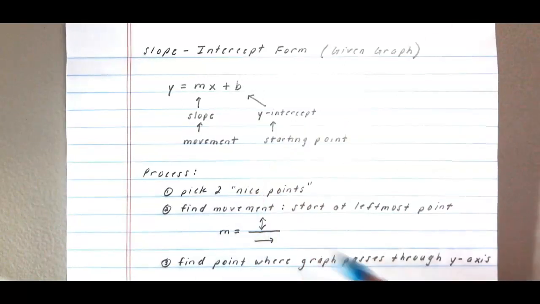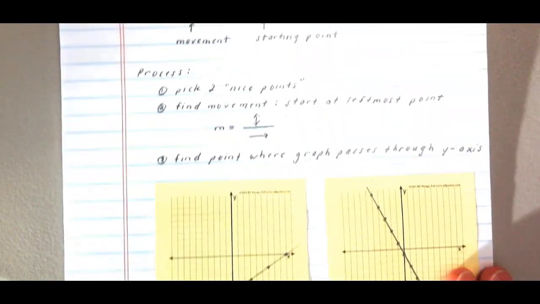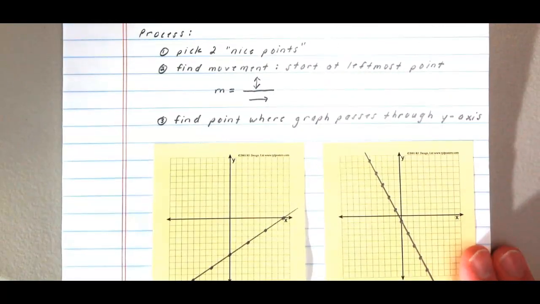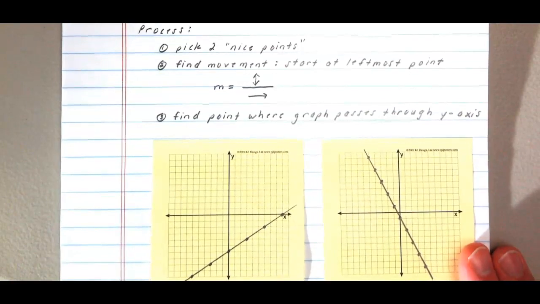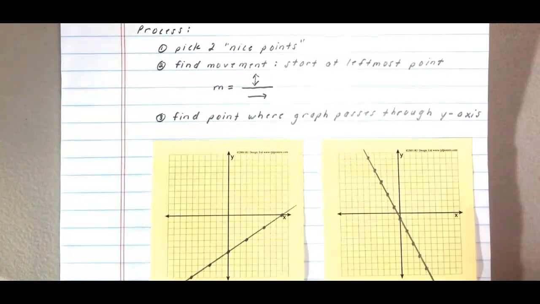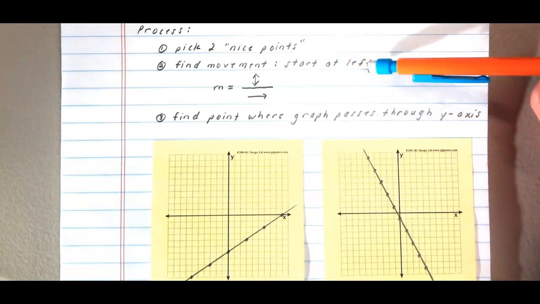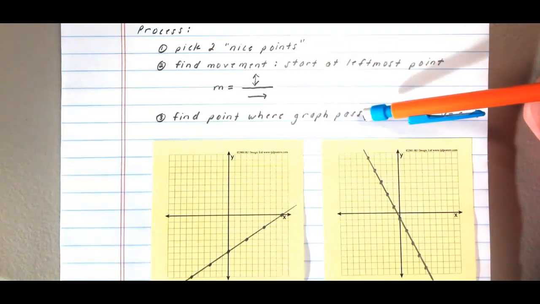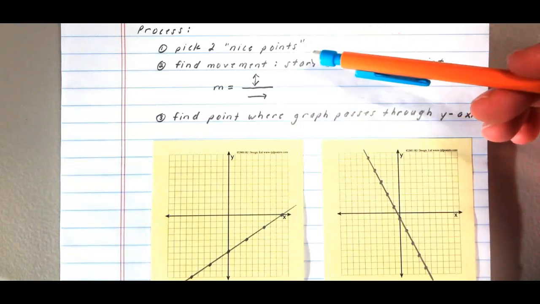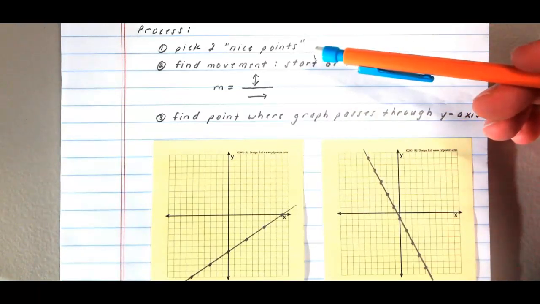So what I did was I tried to outline a process for us to use when we're given a graph to figure out what the equation would end up being. So the process is to pick two nice points, to find the movement, and then to find the point where the graph passes. So let's start with the first one. It says pick two nice points.